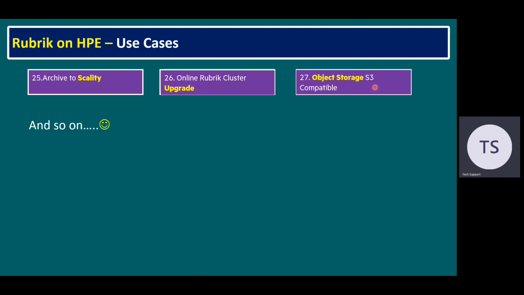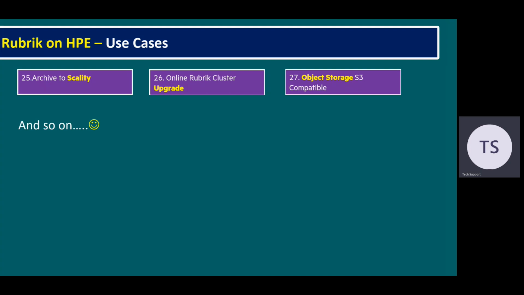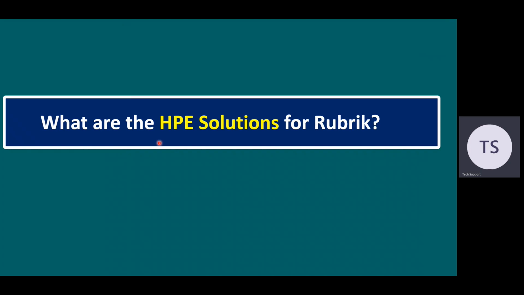And object storage, S3 compatible, is supported. Not only limited to these 27 use cases, there are plenty of use cases. So far we covered most of the common use cases, which include on-premises, private cloud, and public cloud. That is the beauty of Rubrik on HPE. And what are the HPE solutions for Rubrik? That is what we can discuss now.